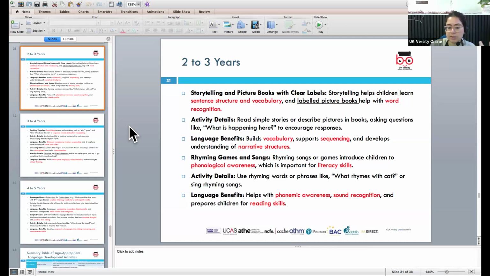So the next activity is rhyming games and songs. Rhyming songs or games introduce children to phonological awareness, which is important for literacy skills. Now, using rhyming words or phrases like "what rhymes with cat" or singing rhyming songs will help with phonemic awareness, sound recognition, and prepares children for reading skills. So it's more about listening and pronouncing the sounds correctly, or getting more aware of the phonemes around you. Okay.